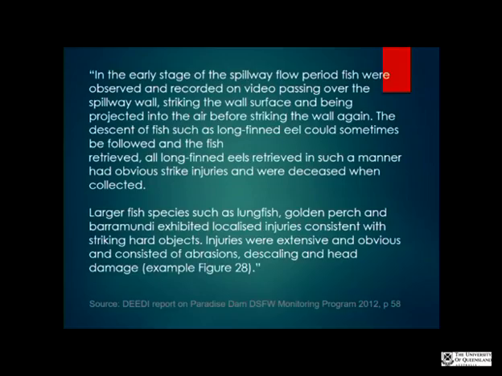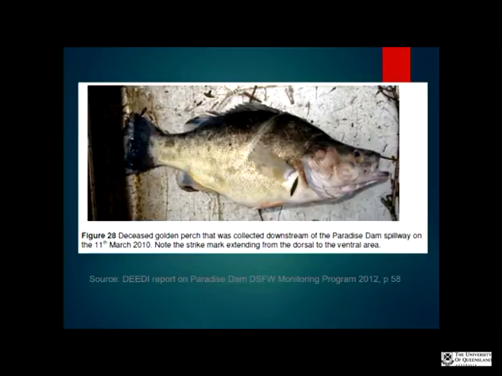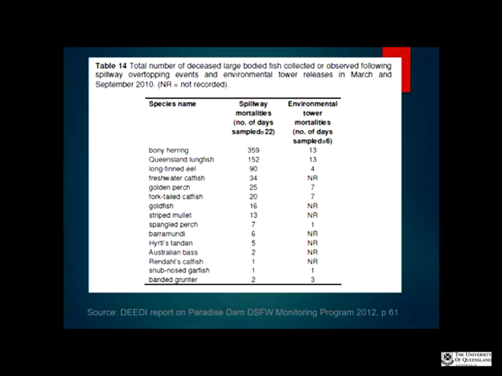All of the eels in this case that were retrieved had obvious strike injuries and were deceased when they were collected. So the long-finned eels were killed entirely, and then larger fish species such as lungfish, golden perch and barramundi exhibited localised injuries consistent with striking hard objects. Injuries were extensive and obvious and consisted of abrasions, descaling and head damage. It says, for example, see figure 28. This one's deceased, and you can see the strike mark from where it's hit the dam.